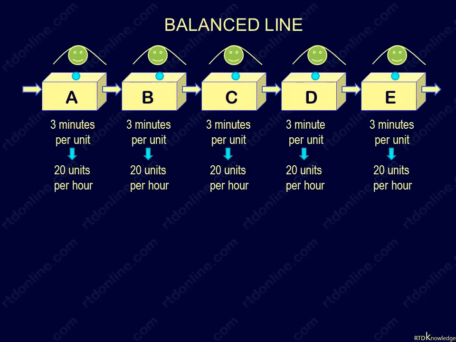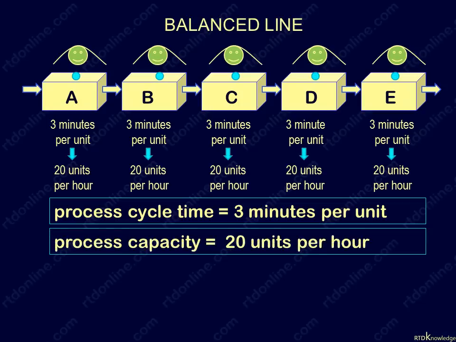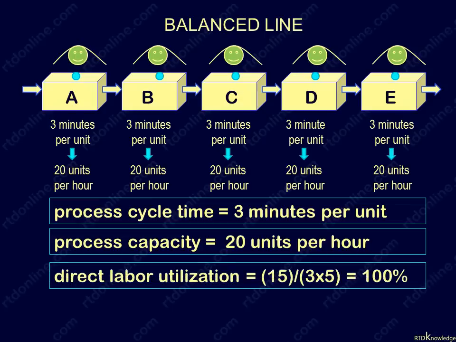So without changing the process flow, lead time, and manpower, and just by balancing the line, we have achieved the following. We have reduced cycle time to 3 minutes. Note that everyone is now a bottleneck. We have increased the capacity to 20, and more importantly, we have increased utilization to 100%, which is always the case when the line is balanced.